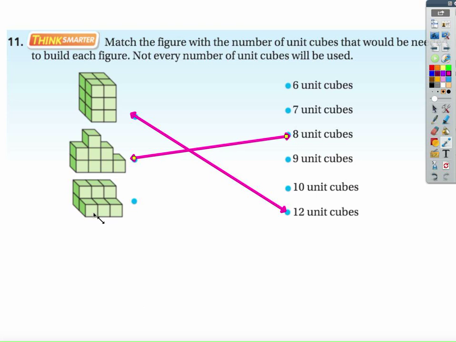And then this last one can be a little bit trickier because I can see a row of 3 here. I can see a row of 3 on top, but it's got to make sense that if that's on top, there should be another row of 3 underneath it that you can't see. So this one actually has 9 unit cubes. Alright, so that's the lesson on figuring out how many unit cubes are in each structure.